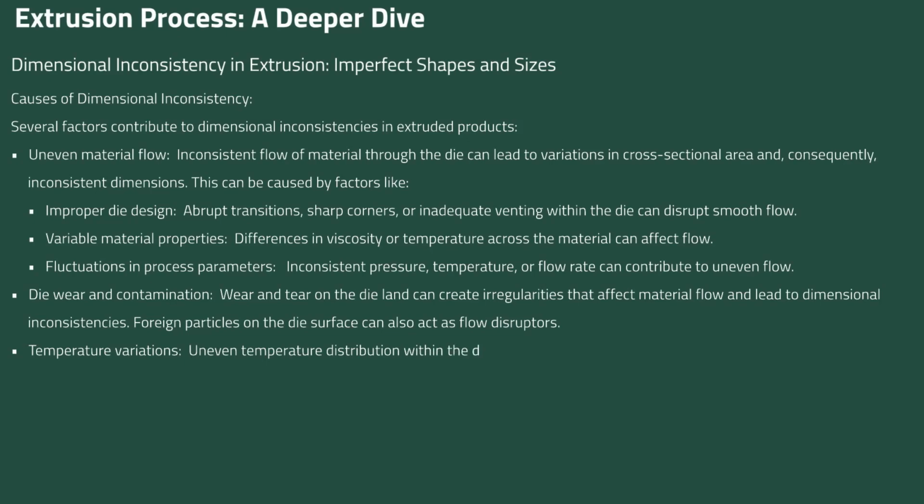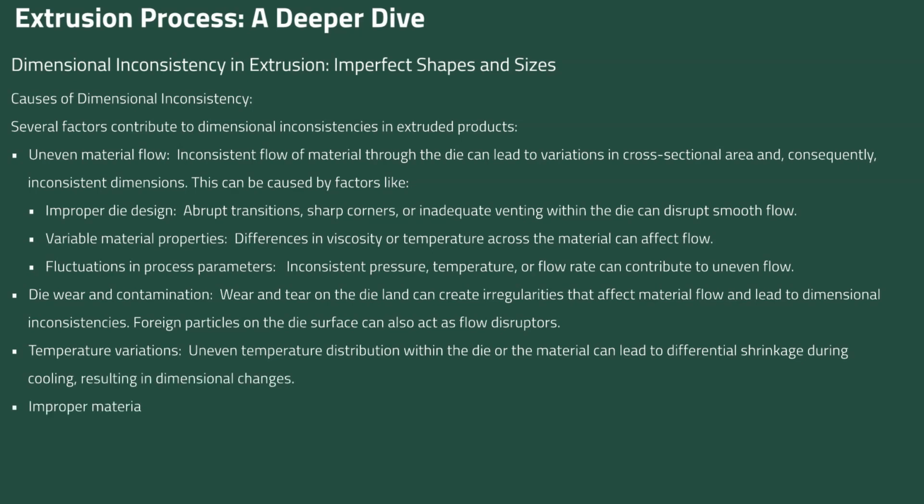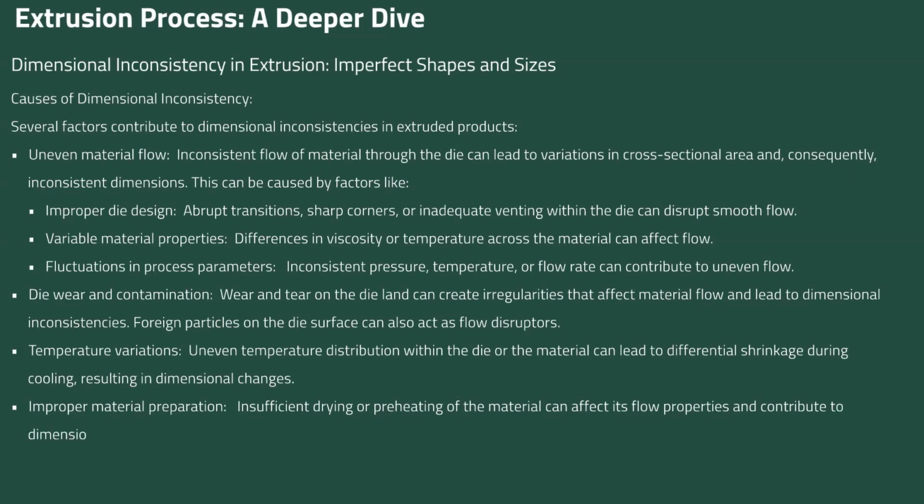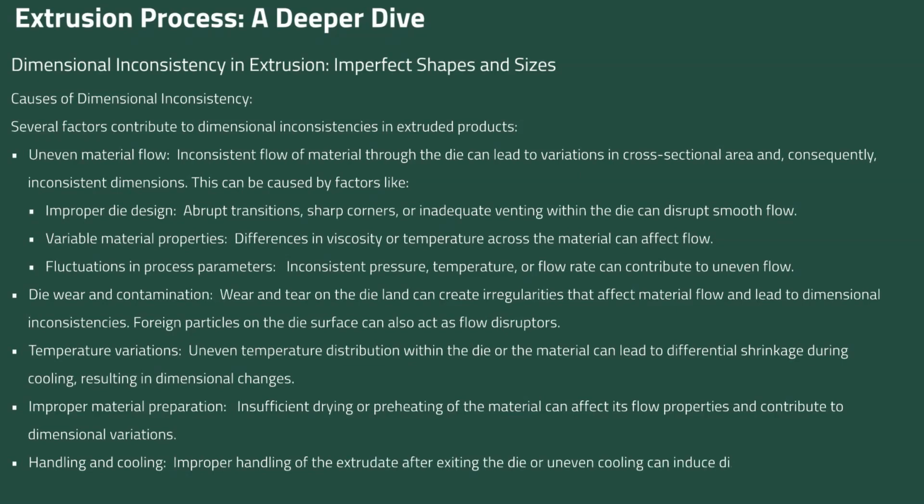Temperature variations: uneven temperature distribution within the die or the material can lead to differential shrinkage during cooling, resulting in dimensional changes. Improper material preparation: insufficient drying or preheating of the material can affect its flow properties and contribute to dimensional variations. Handling and cooling: improper handling of the extrudate after exiting the die or uneven cooling can induce distortions and dimensional changes.